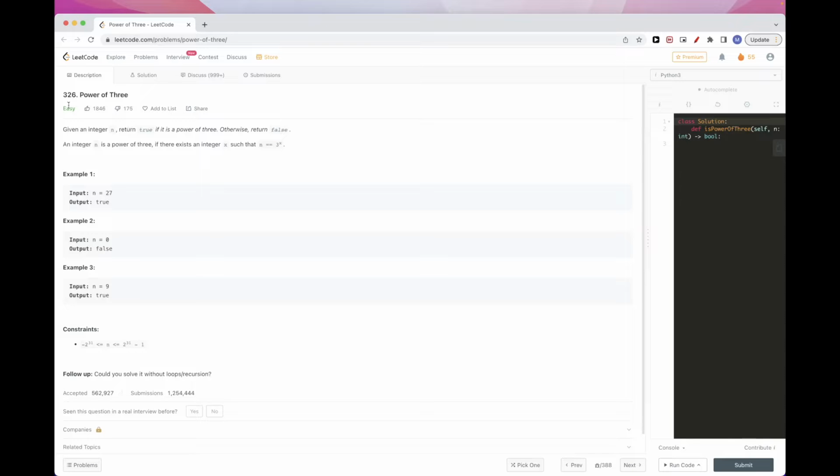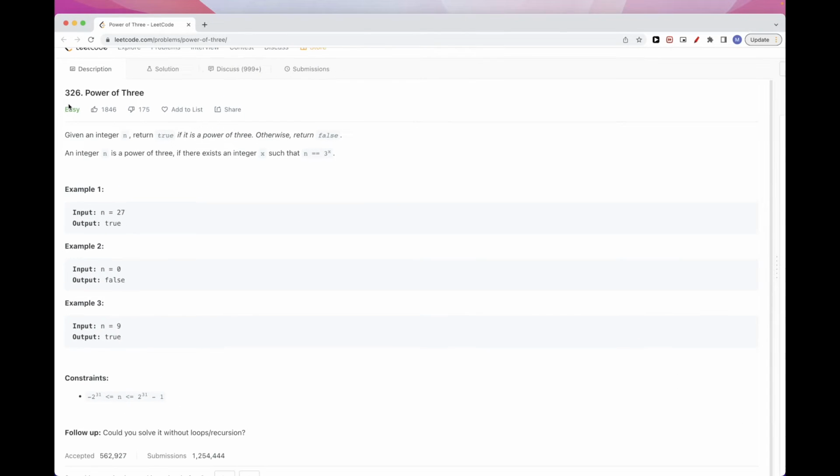Hello, so today we are going to do this problem called power of 3, which is part of the Leetcode daily challenge. The problem says we get a number n and we want to return true if it's a power of 3, false otherwise. And so power of 3 just means that n is equal to 3 to the power of x for some value of x.